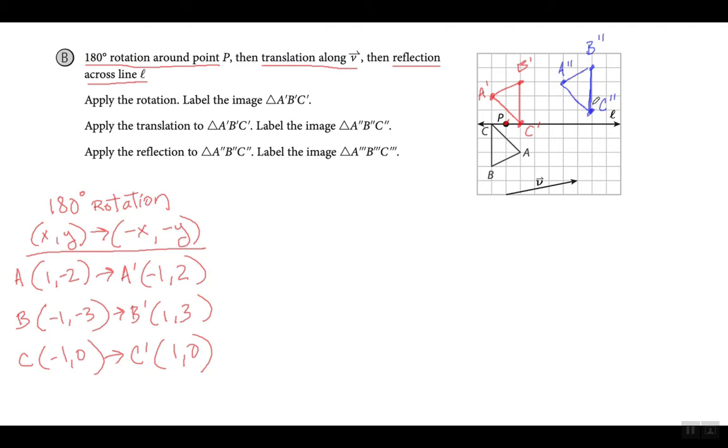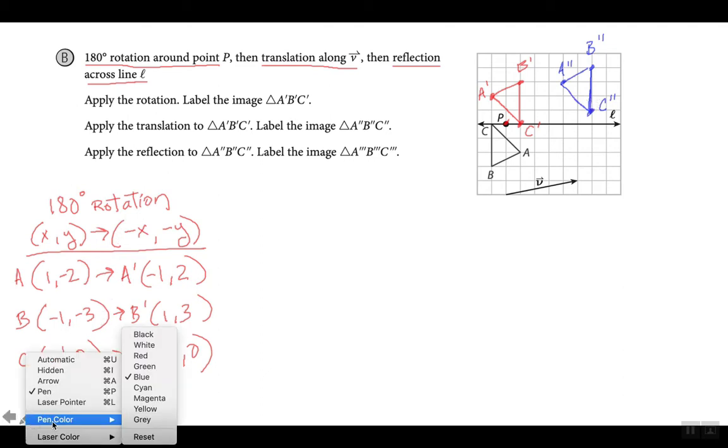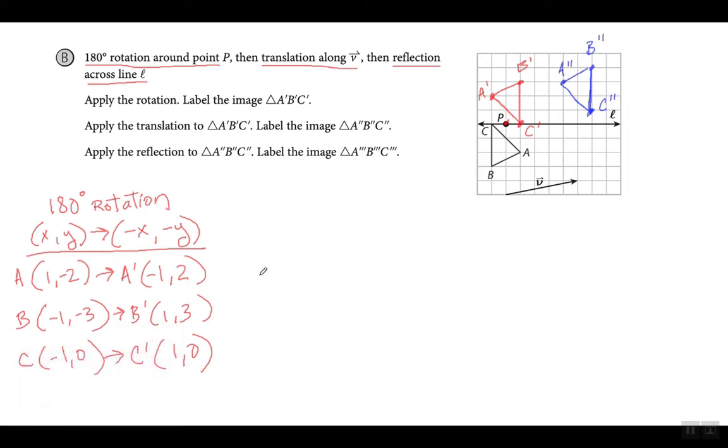All right, I have one more transformation left to do. Let me change my pen color. It's a reflection across line L. On our first example, they were doing a reflection across line L, but line L was slanted, and I told you that you're not going to have to do that and get the specific points. However, if they give you a line that's perfectly horizontal or vertical, you will have to know how to do that because that's very simple.